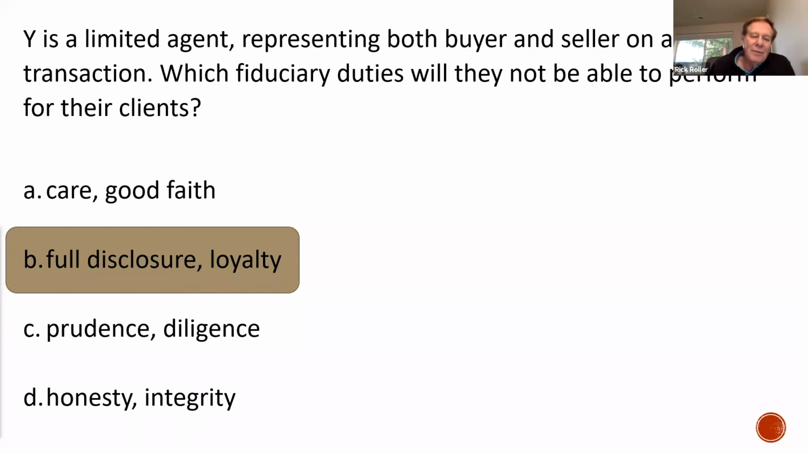Prudence and diligence, of course, you're going to be diligent and use good judgment. Honesty and integrity, you're never away from doing that. So the only fiduciary duties, there's two. There's full disclosure and loyalty. Okay. And right now, there's nothing wrong with limited agency whatsoever. You can definitely do it.